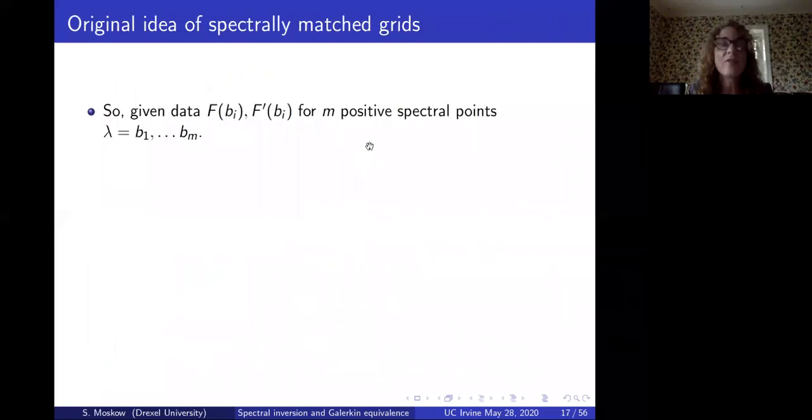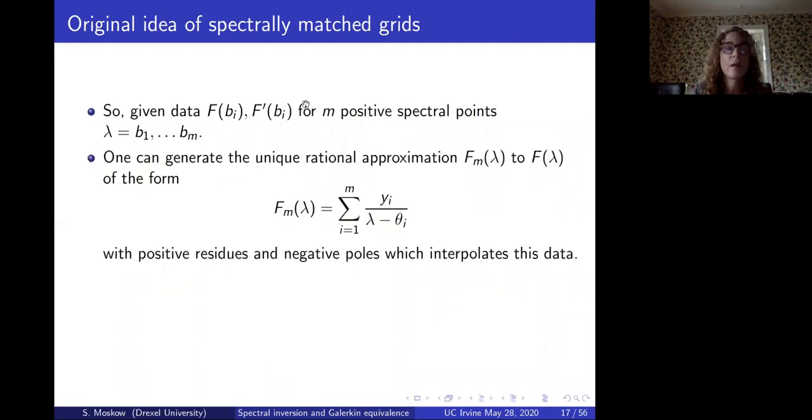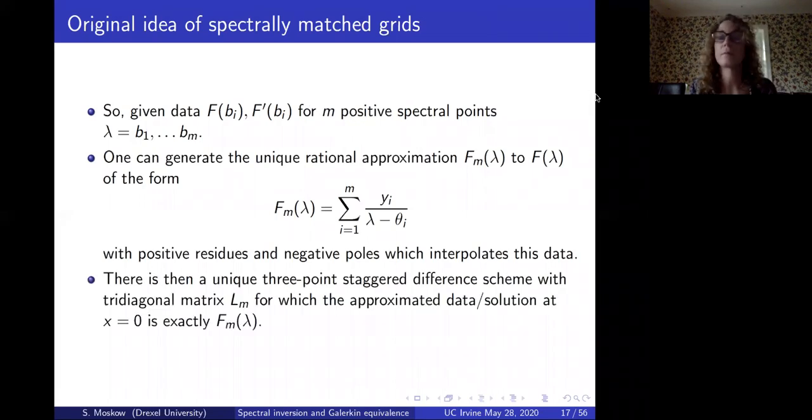So given data f of b sub i and f prime of b sub i for these same spectral points, one could generate the unique rational approximation to f of lambda which interpolates this data. Then there is a unique 3-point staggered finite difference scheme, with a tridiagonal matrix L sub m modeling the differential operator, for which the approximated solution at the point 0, so at the receiver, is exactly this rational interpolant.